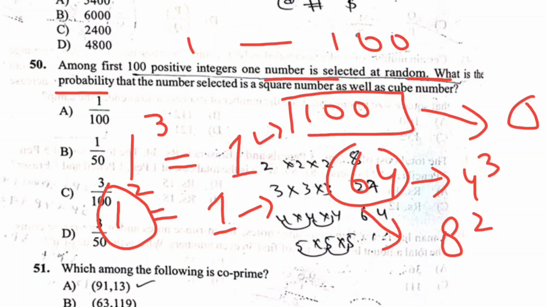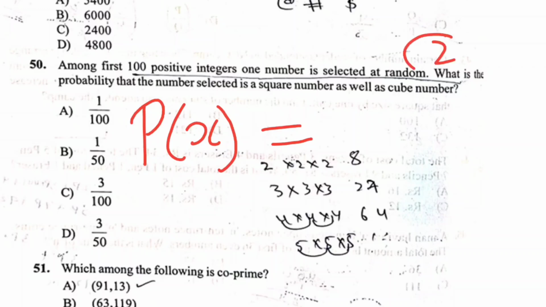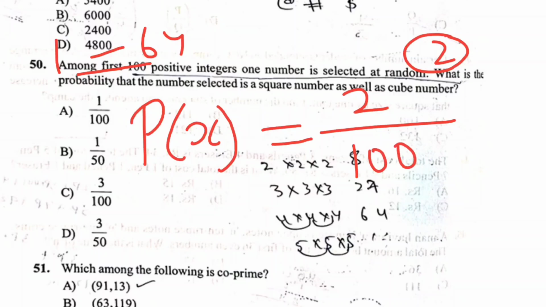That means the number of favorable outcomes, selecting a number which is a square as well as a cube number, is 2. So we have two favorable cases, 1 and 64. So we write the favorable outcomes divided by the total number of outcomes, which is 100. So it becomes 1 upon 50. So the correct option should be B.